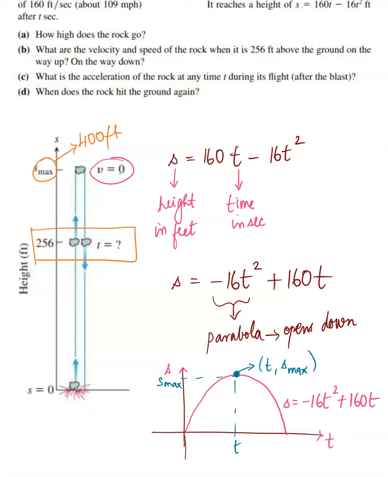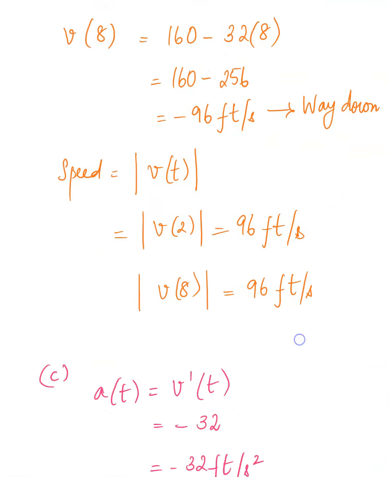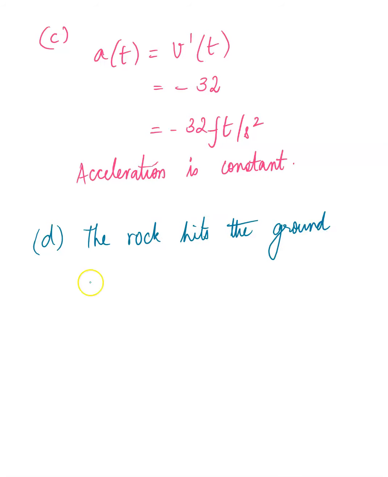S indicates the height from the ground, right? When it hits the ground again, quite obviously the height will be 0. So when the rock hits the ground again, S will be 0. So let's write that information out here. So we'll say the rock hits the ground at a time when S is 0. That makes perfect sense.